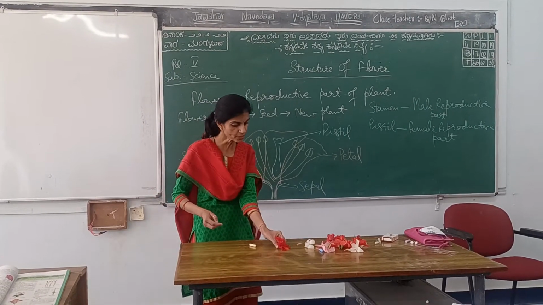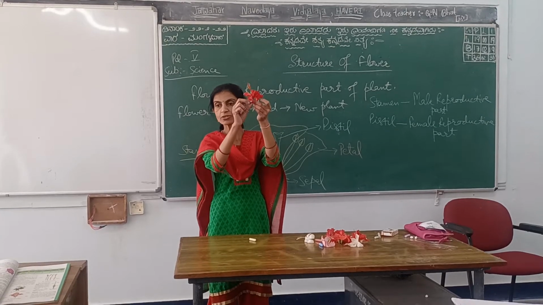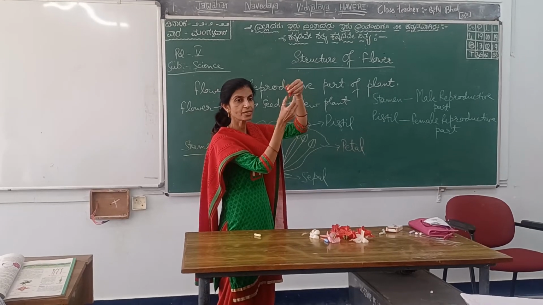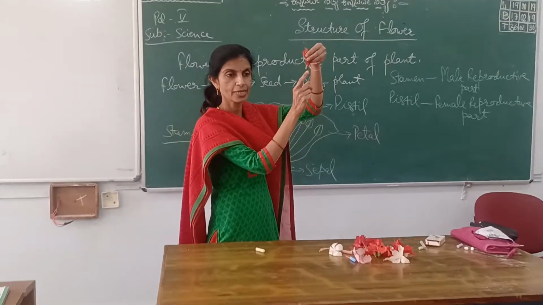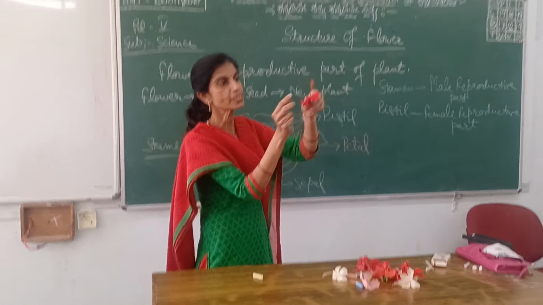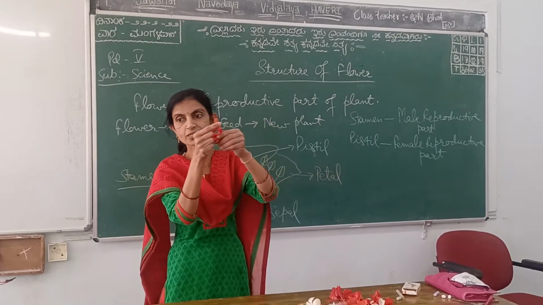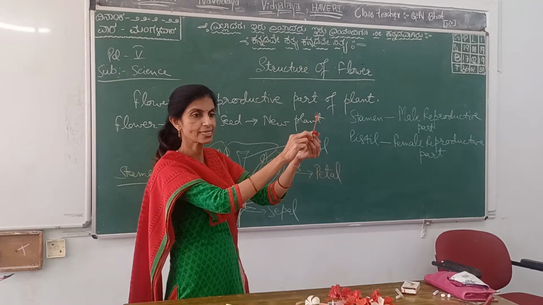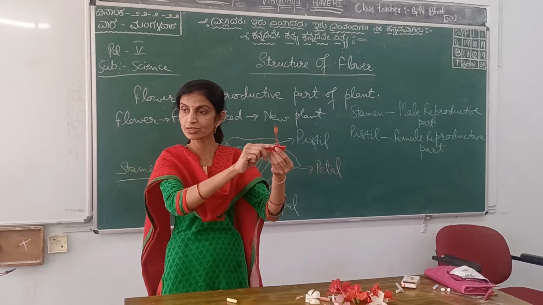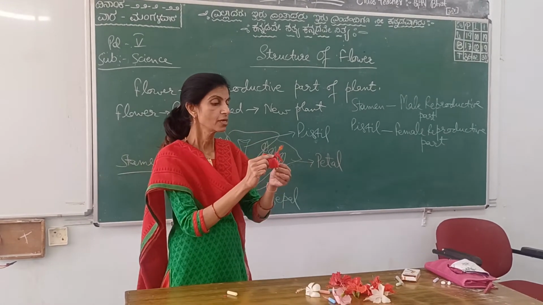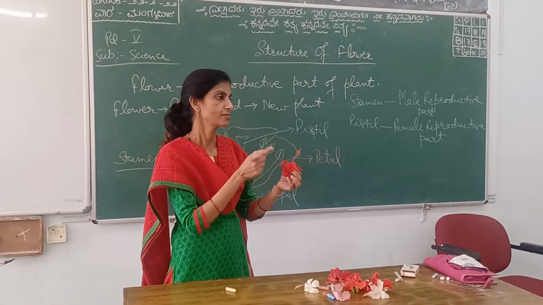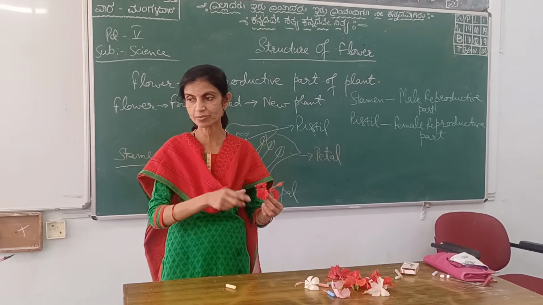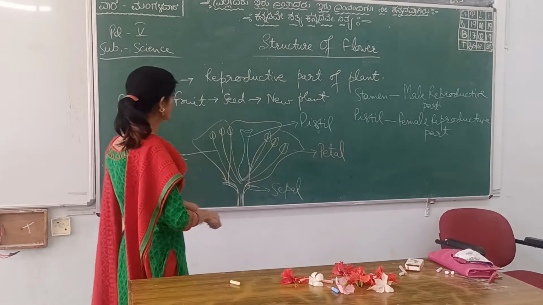So have you understood up to here? What is this colored part called? Petals. What is this green colored protective structure called? Sepals. Very good. And what is this yellow colored structure? Stamen. And this long tubular structure? Pistil. Very good. Now we will study in detail stamen and pistil. What are the different parts in stamen and pistil? That we will study.